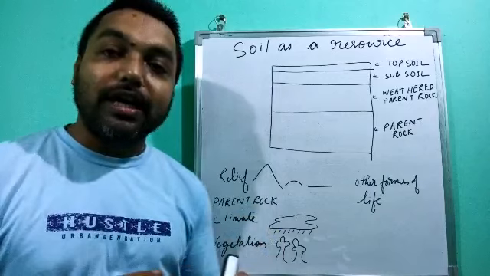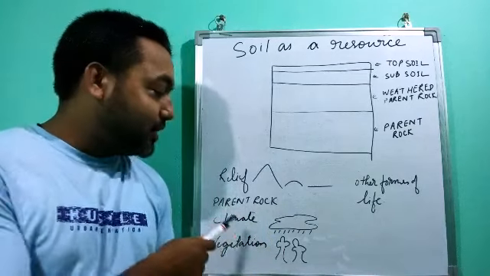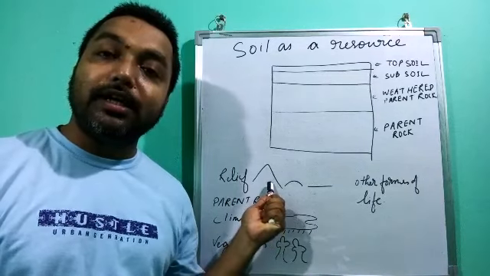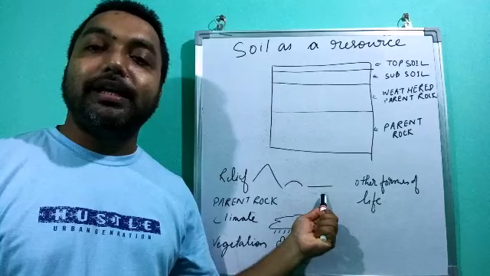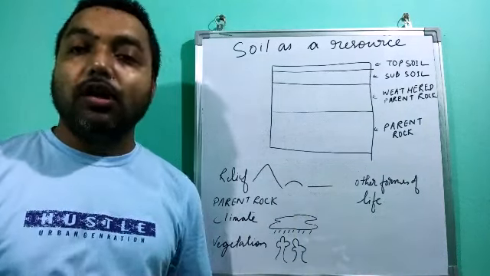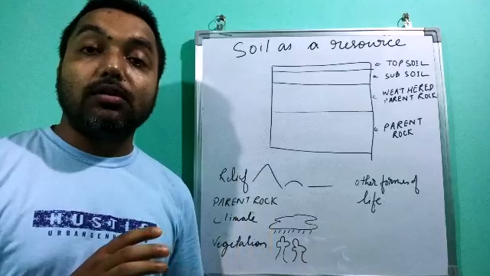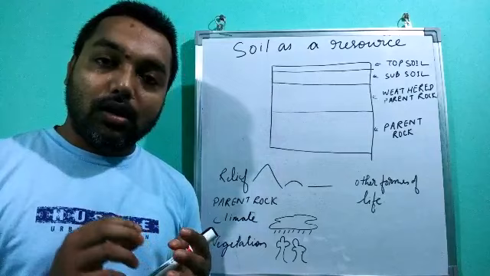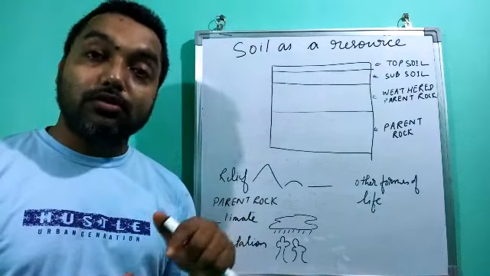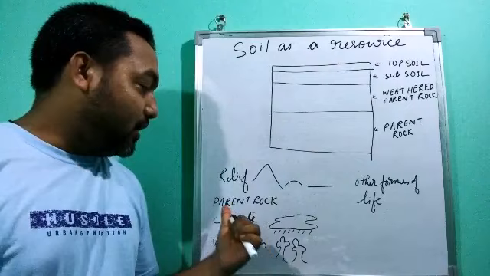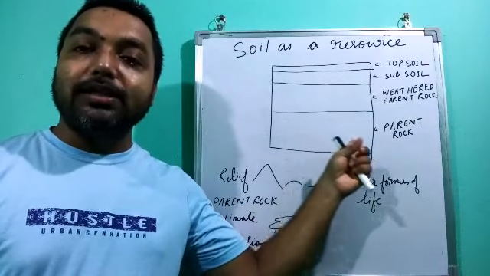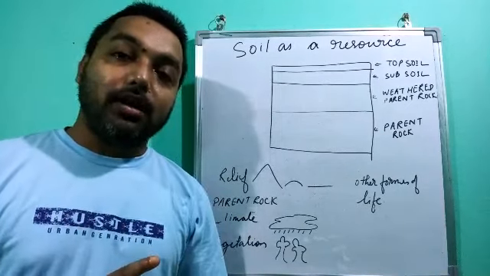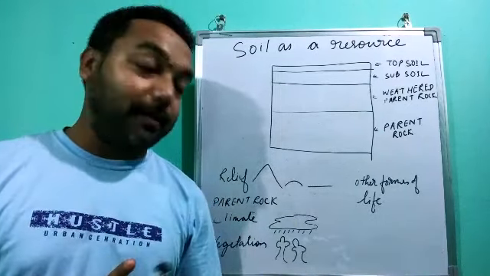There are certain factors which affect the formation of the soil. The first factor is relief. Relief means the type of landform, whether it is a mountain, a plateau or a plain area. Based on that, the type of soil formed will be different, as will the intensity, whether it forms very fast or very slowly. Next is the parent rock. Based on the type of parent rock, the characteristics of the soil formed will be different.